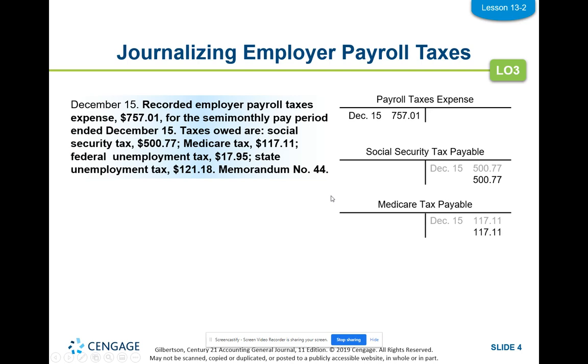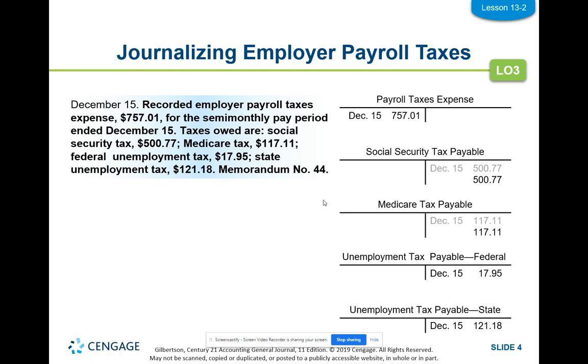So let's look at this in a T account. So we're going to set it up. Expenses are always a debit whenever they're increasing. So that one's going to go up here, payroll tax expense. That's going to be for the total amount that all of these numbers here are adding up to.